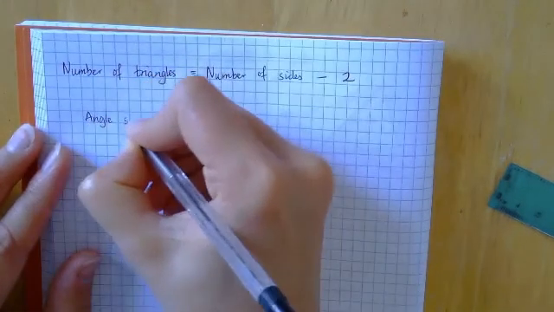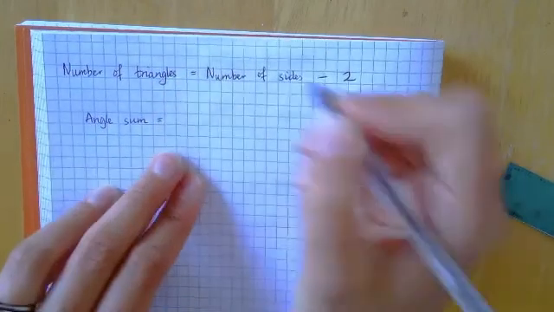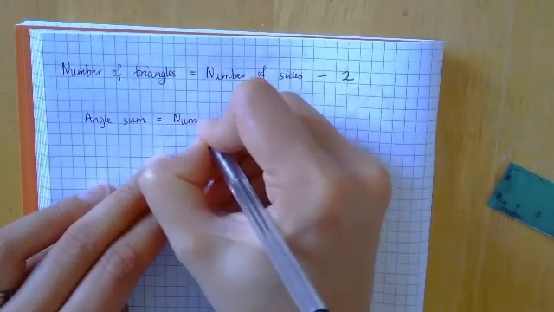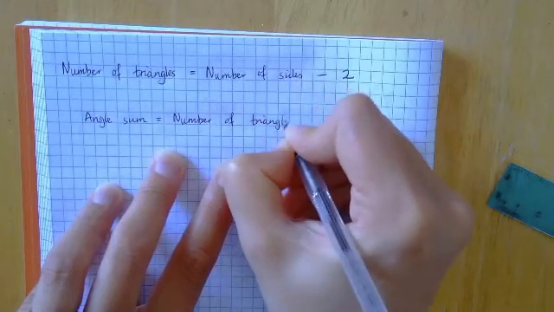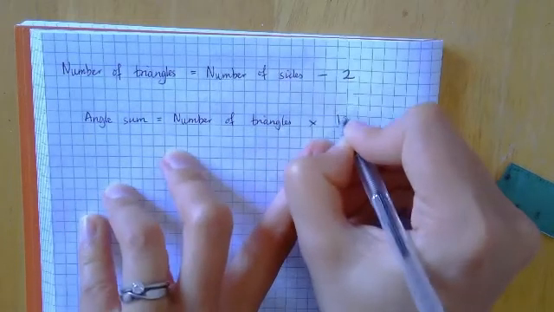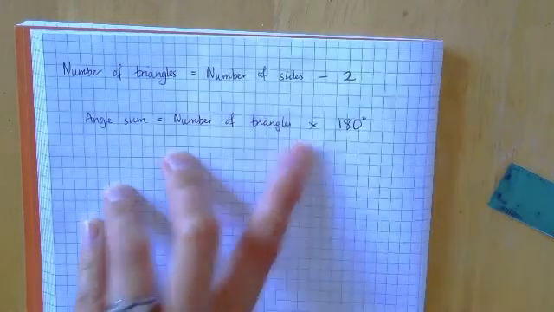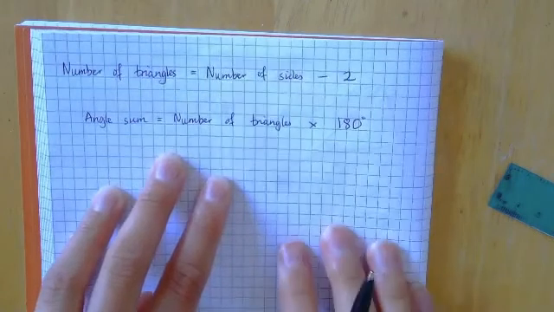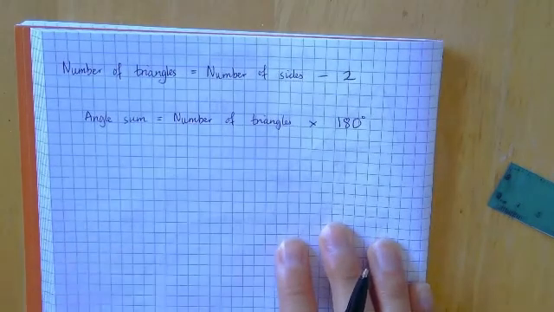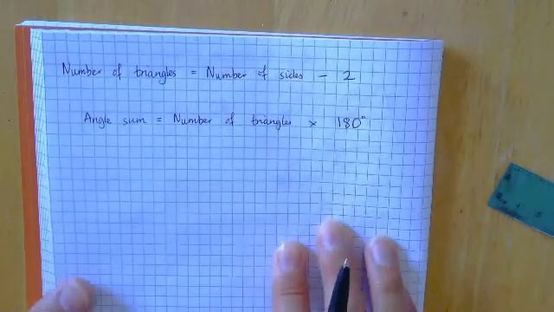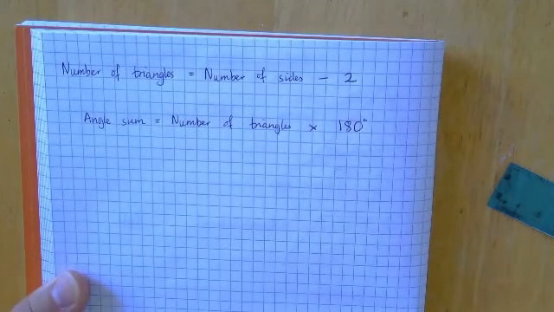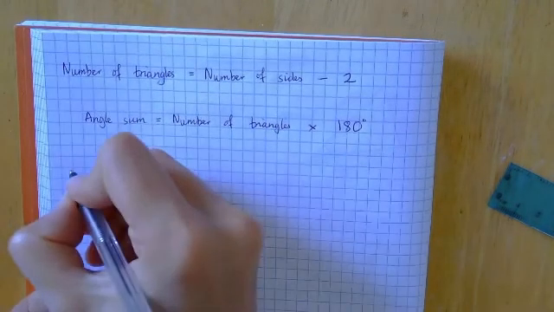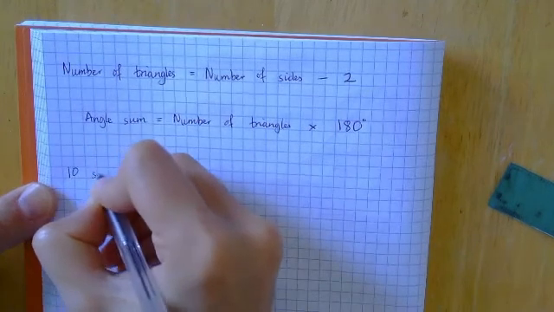So then, let's call it the angle sum. So what the angles in your shape add up to is going to be the number of triangles times 180. Because in every triangle, there's 180 degrees. I think all of that got very complicated very quickly. Let's just have a look. Remember, you can pause if you want to write some notes. Right, let's have a look.